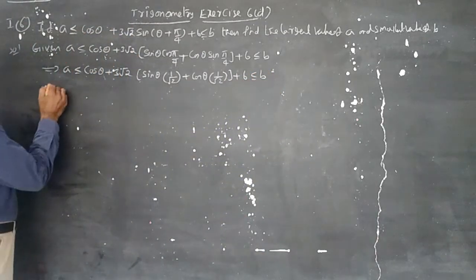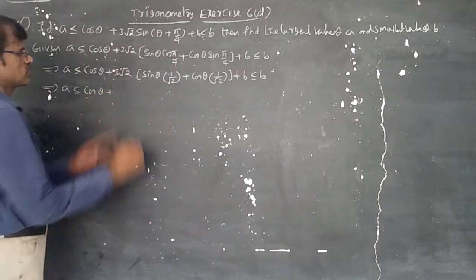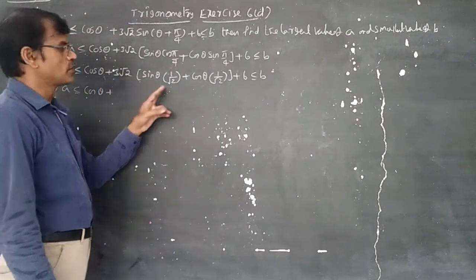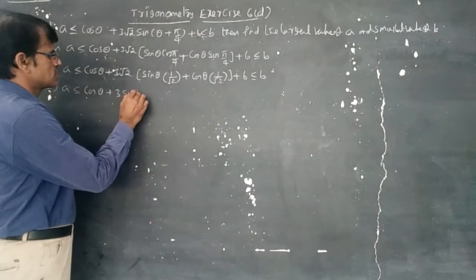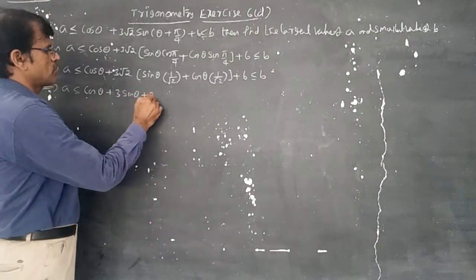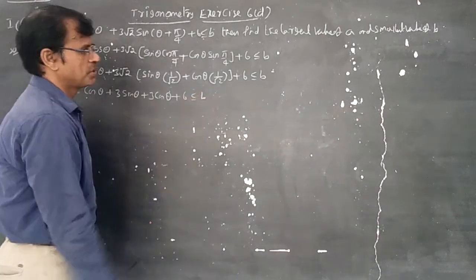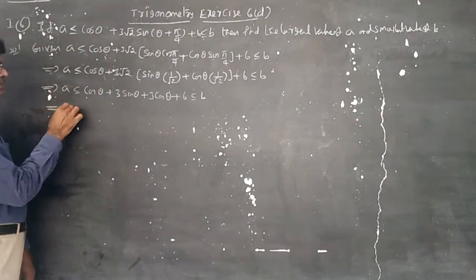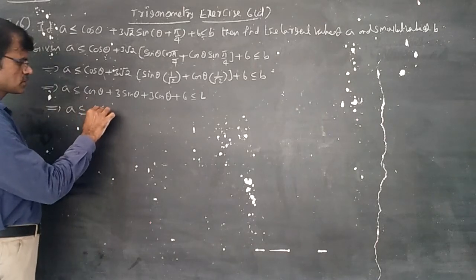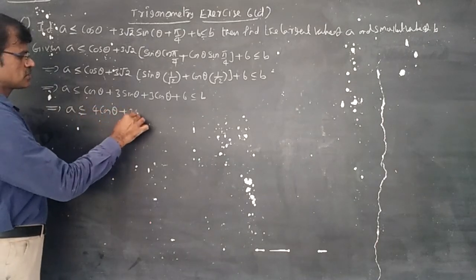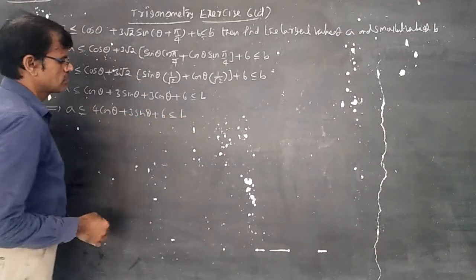That implies a is less than or equal to cos theta plus, multiplying with this root 2, root 2 and root 2 get cancelled, here also root 2 and root 2 get cancelled. So this is 3 sin theta plus this is 3 cos theta plus 6 less than or equal to b. That implies a is less than or equal to cos theta plus 3 cos theta becomes 4 cos theta plus 3 sin theta plus 6 less than or equal to b.